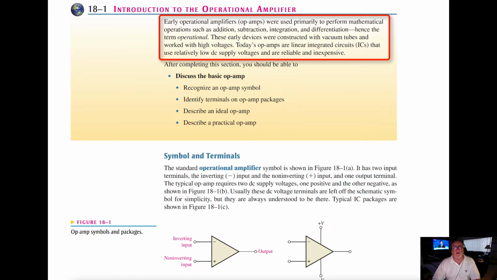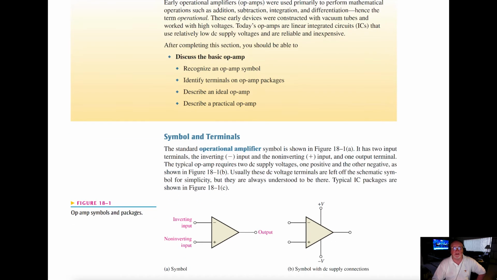So early op amps were used primarily to perform mathematical operations such as addition, subtraction, integration, and differentiation. Hence the term operational. These early devices were constructed with vacuum tubes and worked with high voltages. Today's op amps are linear integrated circuits, ICs, that use relatively low DC power supplies and are reliable and inexpensive.